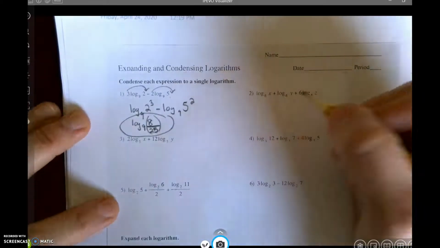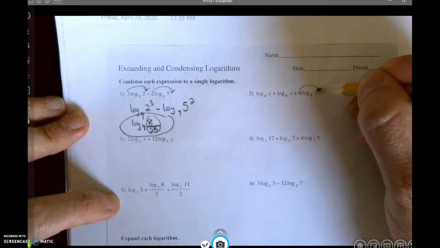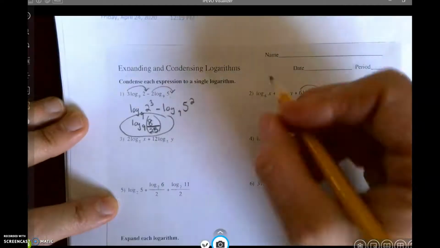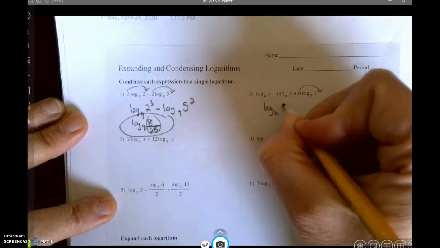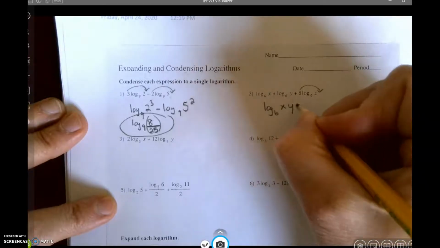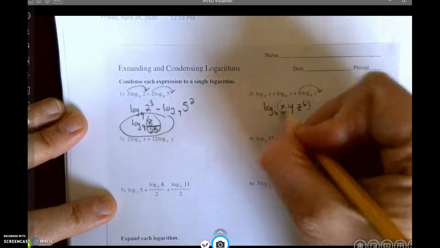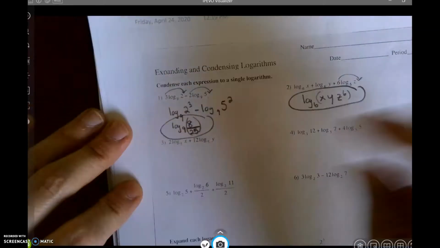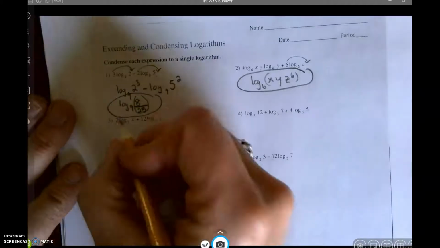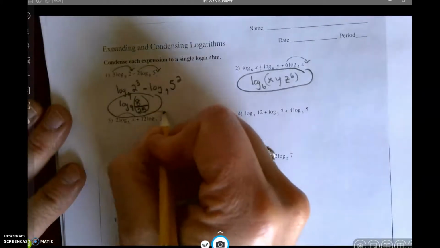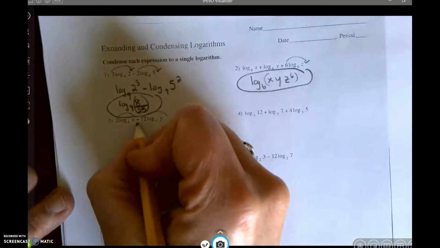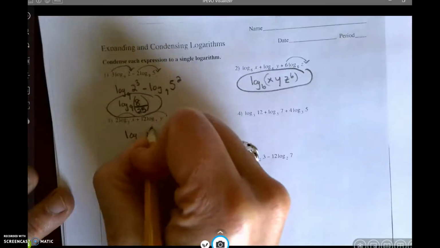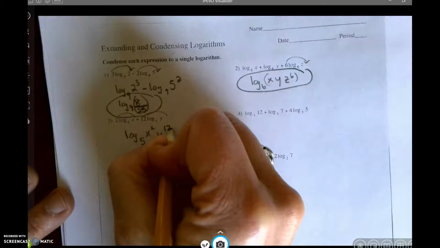Let's see, this 6 is going to get moved to here. The addition is going to be multiplication. So I get log base 6 of x times y times z to the 6th. Next one, number 3. I'm going to move that 2 as an exponent and that 12 as an exponent, and the addition becomes multiplication. So I get log base 5 of x squared y to the 12th.